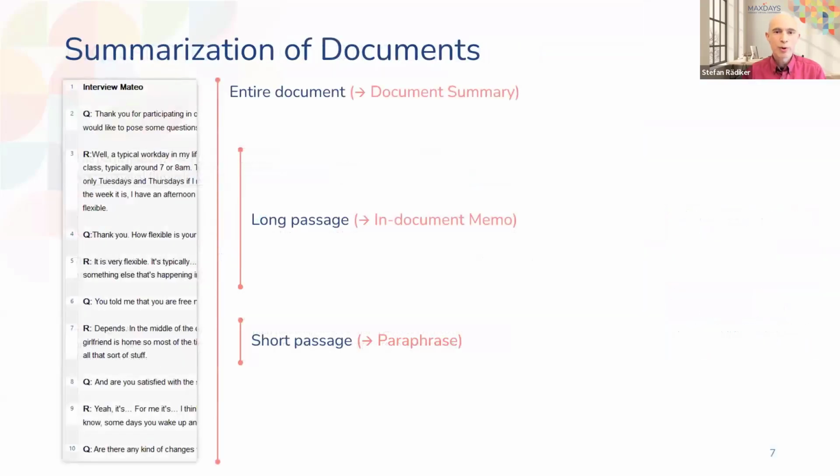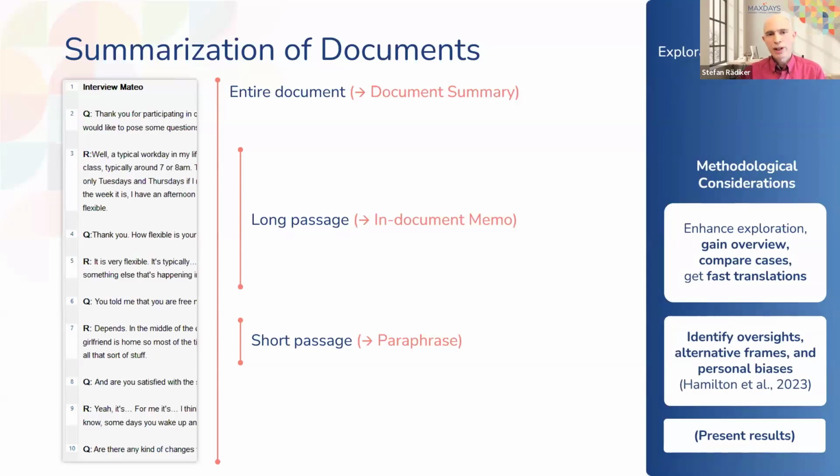Then we have the group of the summarization features of automatic summarization of uncoded data of documents. So we can use these features anytime. And we can summarize an entire document, which is usually stored in a document summary in our document memo. We can summarize any selection within a document, often longer passages, and they are then summarized into an in-document memo in MAXQDA. Or we can use automatic summarization for short passages, and then the summary will be saved as a MAXQDA paraphrase for further work, and this is usually a very condensed form of summarization.